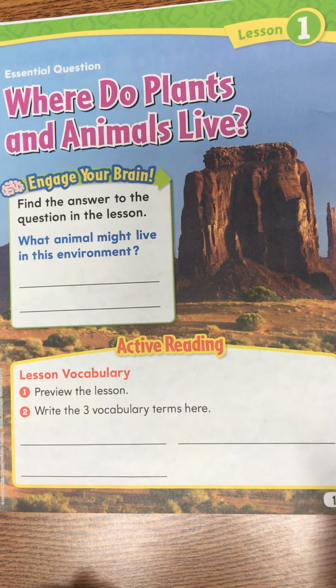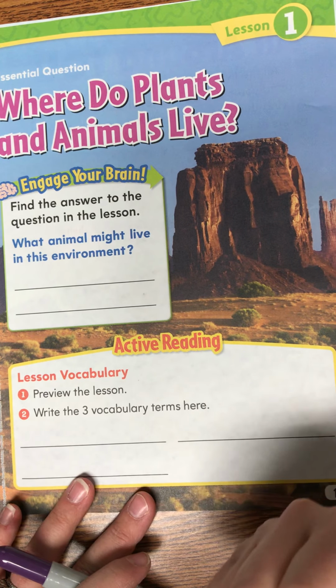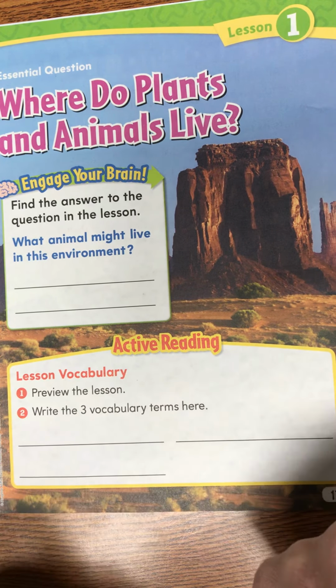It says, what animal might live in this environment? Well, looking at this environment, it looks like a desert. So think of some animals that might live here. I'm not going to write one here, but I'm going to give you a couple examples. We know that there's lizards that live in the desert. There's a certain kind of rabbit called a desert hare. They live in the desert. Gila monsters, those are those really, really big lizards. So think of an animal that you could write here that would live in the desert environment.